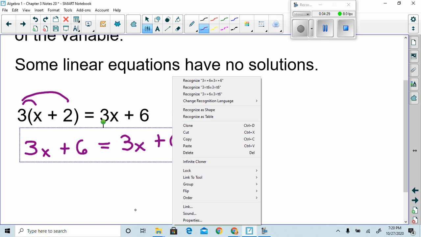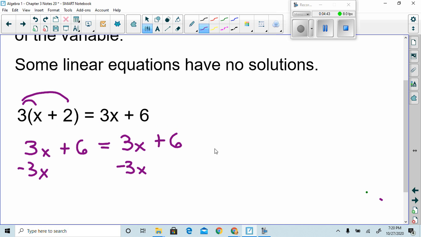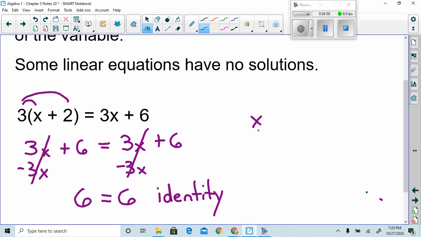I'm going to continue with the problem, and I'm going to subtract or gather my variables on one side. When I do this, I'm going to see that my variables cancel out. I'm now left with 6 is equal to 6. This is called an identity. And when we have an identity, we're going to realize that x could be equal to all real numbers. Sometimes we just say that x has infinite solutions, or this equation has infinite solutions.